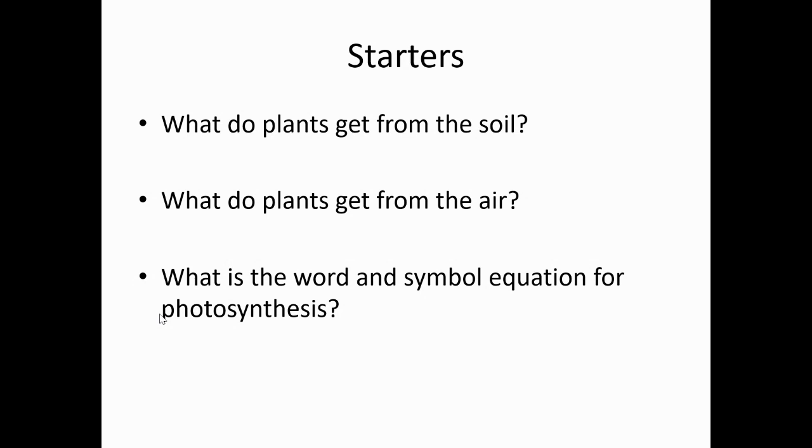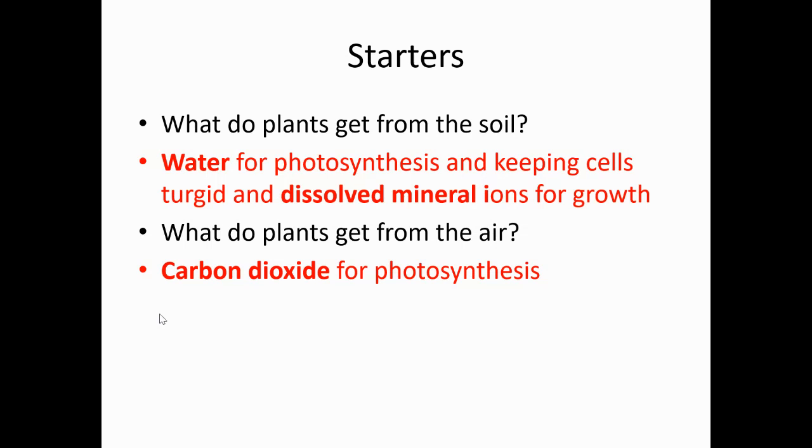What do plants get from the soil? Well, largely water for photosynthesis and keeping the cells turgid, but also dissolved mineral ions. So other nutrients and minerals are also absorbed by the roots. Hopefully we got that from the lesson the other day. What do plants get from the air? Well, that would be carbon dioxide for photosynthesis.